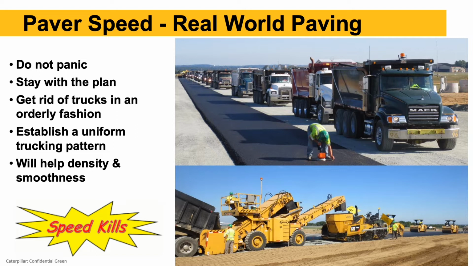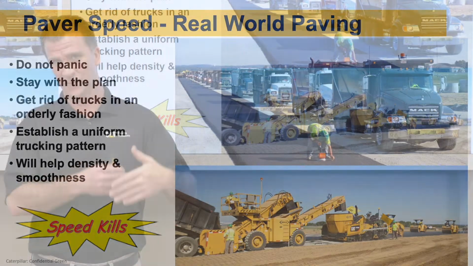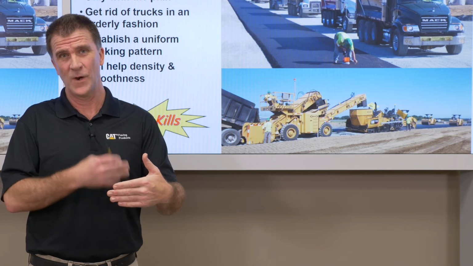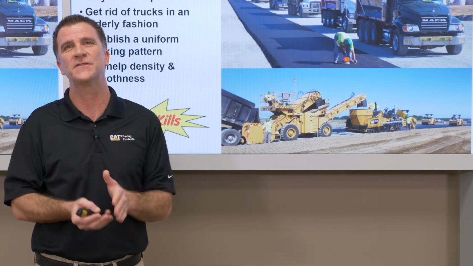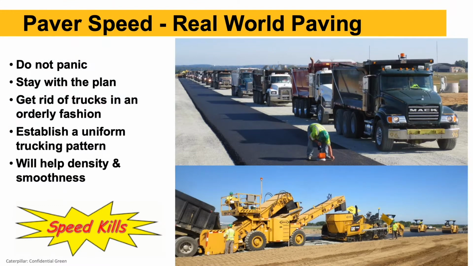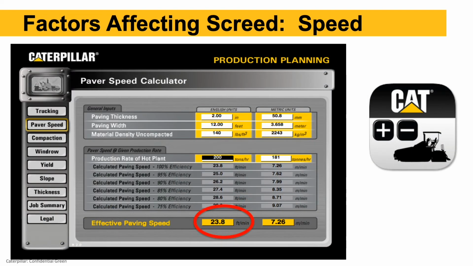If we just blow and go and get rid of all those trucks at one time, then what happens? We stop, right? So we have to stop the paver, wait for more trucks to come back from the plant in another bunch. So the best thing, again, just get rid of the trucks in an orderly manner. Try to maintain a constant paving speed. That's the best thing we can do to maintain our smoothness and good density when we get to the compaction end of it. So again, speed really goes to the planning part of it.